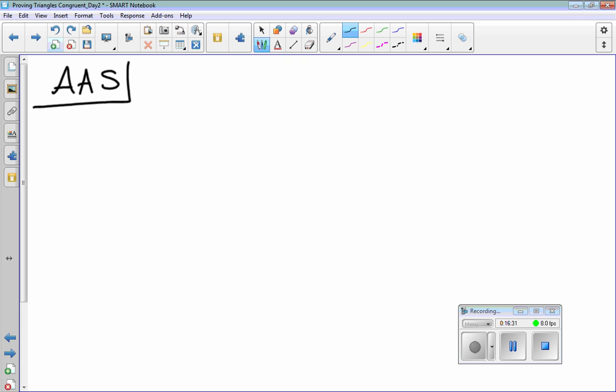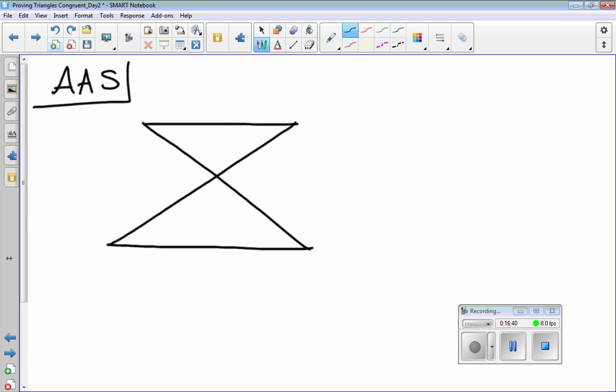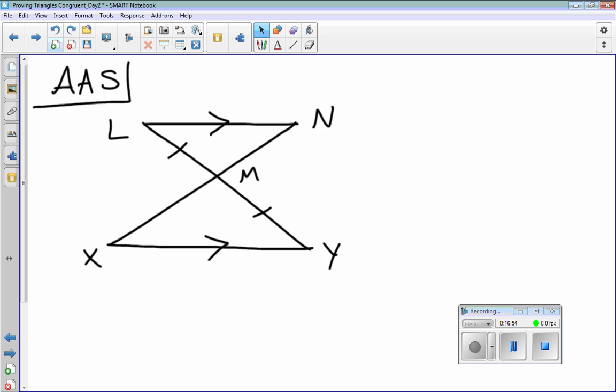The next part of your foldable, once you have those three things written down, is I want you to add this picture. Next picture on angle, angle, side. The picture looks actually very familiar. Just add this picture for me. But we're trying to show angle, angle, side this time.